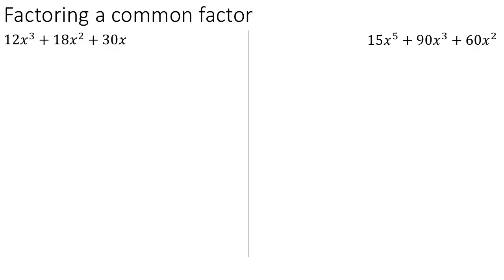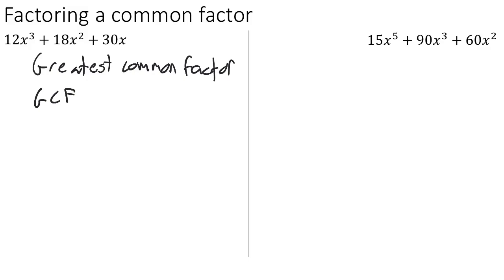Let's do a couple more examples of factoring out a common factor. In the first example, we have 12x to the third plus 18x squared plus 30x. We first need to determine what term we're going to factor out of our expression. In general, we want to factor out the largest possible term that we can. We usually refer to this as the greatest common factor, or we sometimes abbreviate it as GCF.